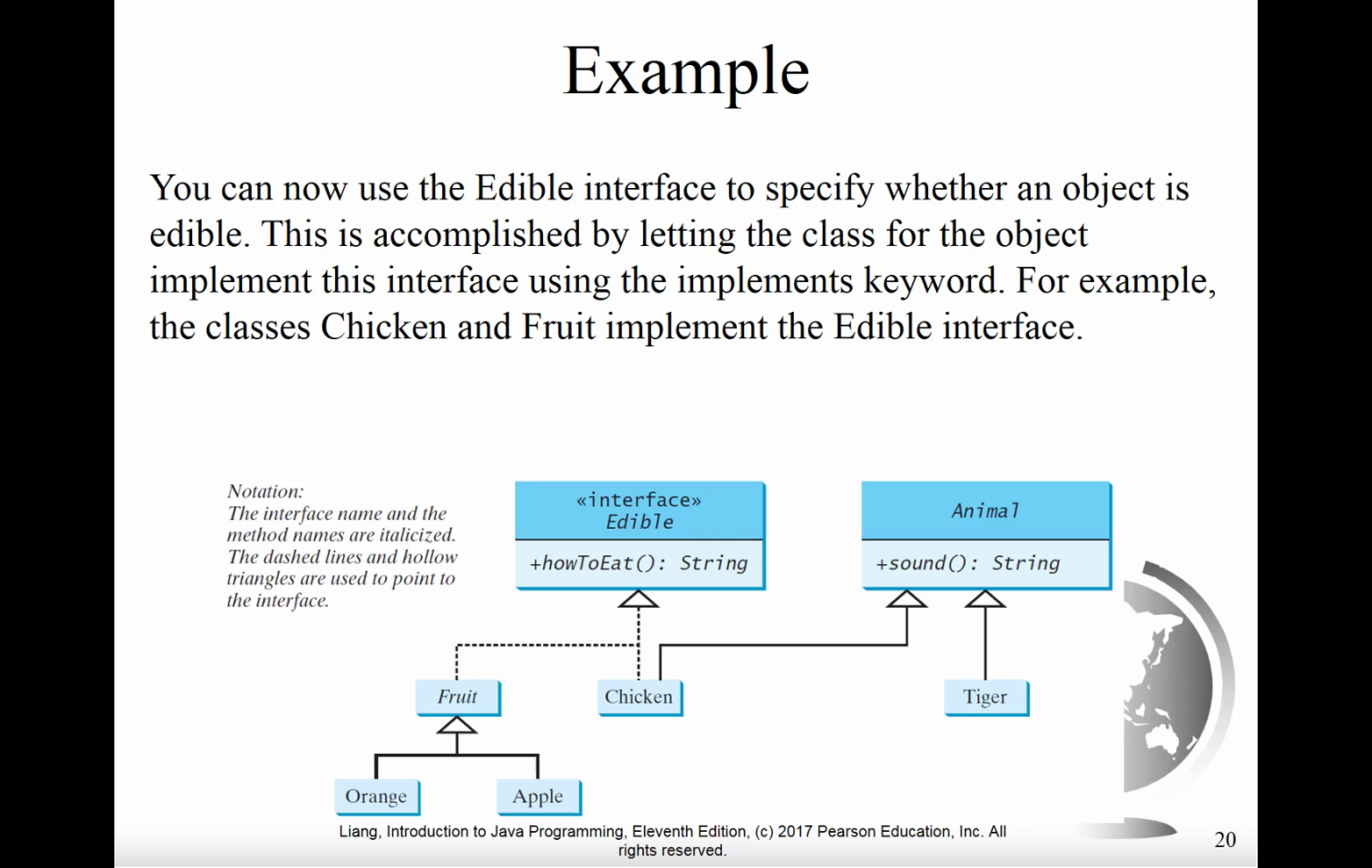Notice that, consistent with abstract methods in abstract classes, we use italics in the case of an interface to capture both the name and the methods. So we have one method in the edible interface, and it's an abstract method called howToEat. Because it's an abstract method, there's no implementation here, which is why we say fruit implements the edible interface and chicken implements the edible interface. What we're effectively saying is that it provides an implementation for that abstract function, howToEat.